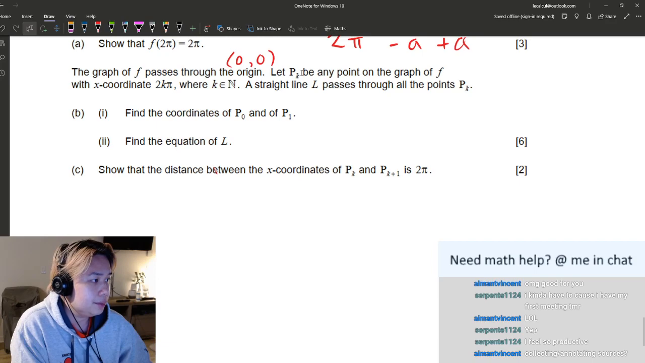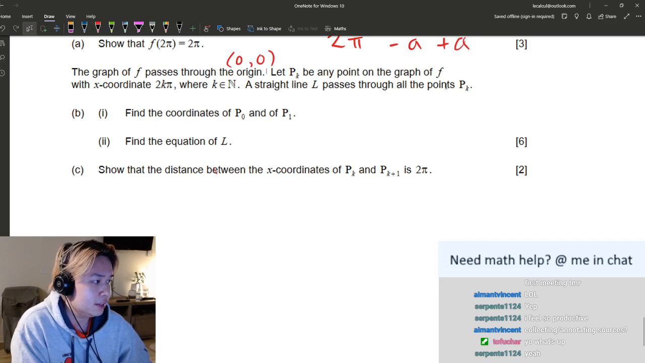Okay, let pk be any point on the graph with the x-coordinate 2k pi, where k is a natural number. And then a straight line is going to go through all of the points, pk. Then we need to find the coordinates of p0 and p1.